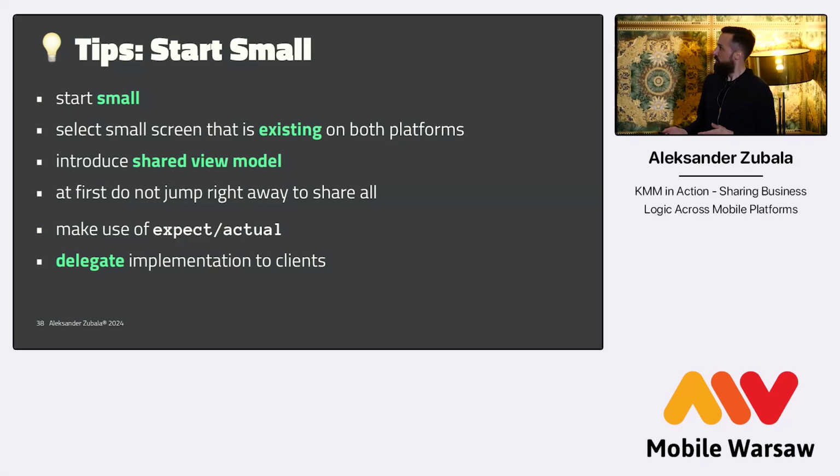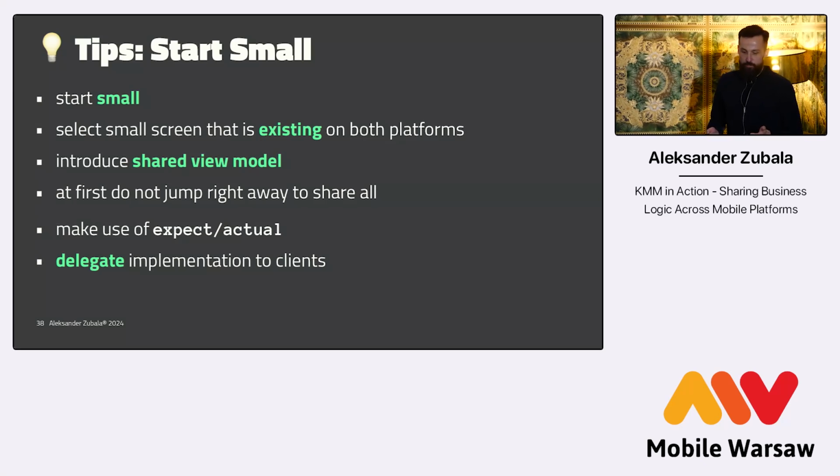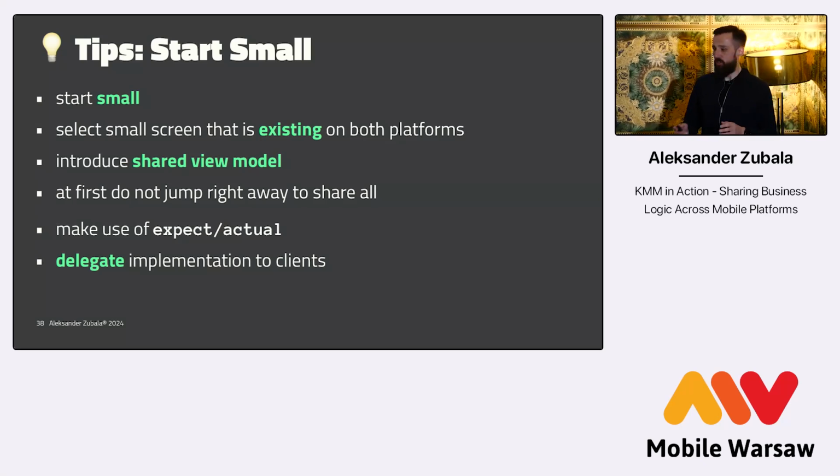So a couple of tips based on our experience is to definitely start small. It's not like go all in and jump to rewrite all the projects. Ideally, you select a screen that you already have on both platforms and migrate it to the shared view model, because then you can easily verify that your new shared model is actually doing what it should be doing. So it's a clear indication of whether there are any regression bugs.